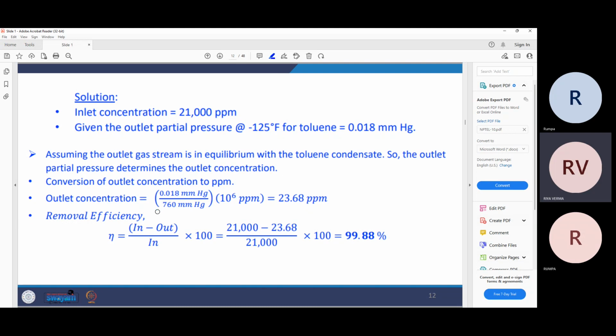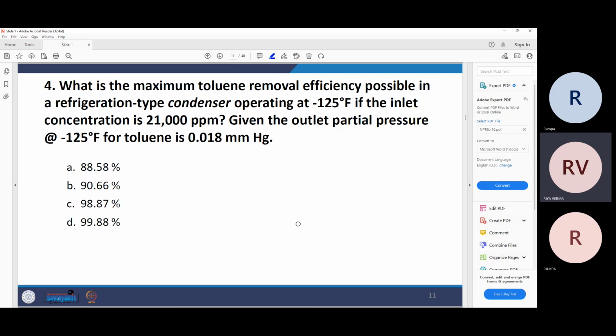And to find out the removal efficiency, we'll just subtract the outlet from the inlet. Inlet concentration was 21,000 ppm. Subtract the outlet concentration from this, that is 23.68 ppm, divided by the inlet concentration, into 100. That is how we find out the removal efficiency. So that will be 99.88%. This one, option D.